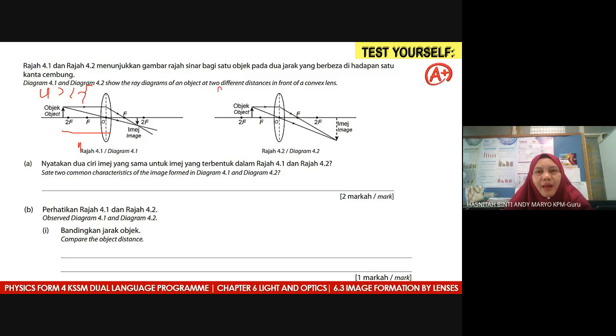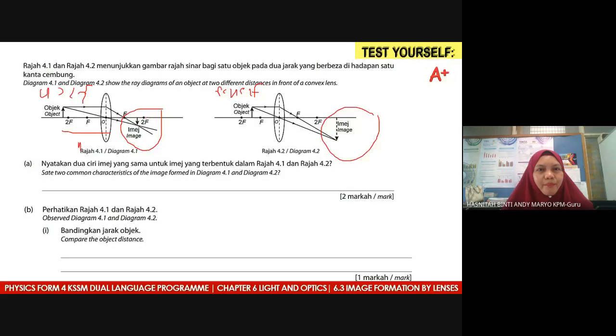So F is less than U, which is less than 2F. So this is the position of the object. And this is where the image forms for the second diagram, and this is where the image forms for the first diagram. The first question they ask you: state two common characteristics of the image formed in 4.1 and 4.2. Can you name two same characteristics here, students, in 4.1 and 4.2?